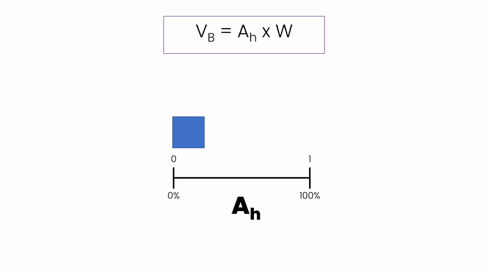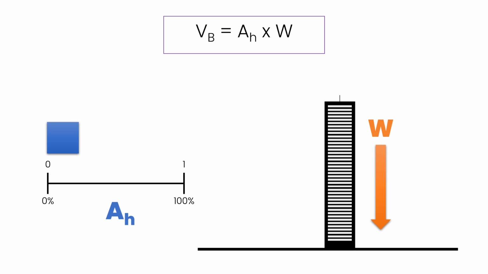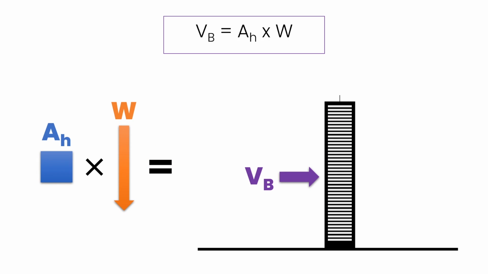So we have our two parts to the equation. So we have an AH, which is a coefficient from 0 to 1. And on the other side, we have the weight of the building during the time of the earthquake itself. If we multiply these two, we get the lateral force or the horizontal force, which is called VB. So ultimately what we are trying to do is find out that coefficient. We are trying to find out the total weight. And if we multiply both of these, we get a horizontal force called the base shear or the lateral force.